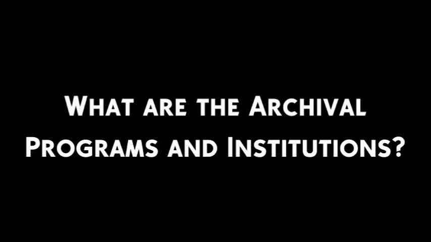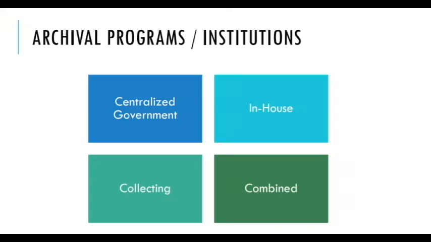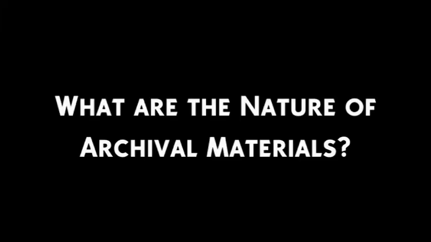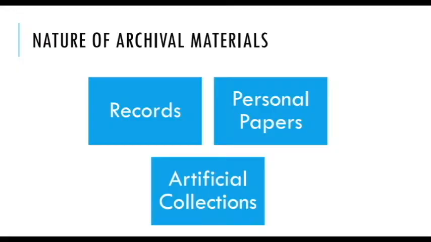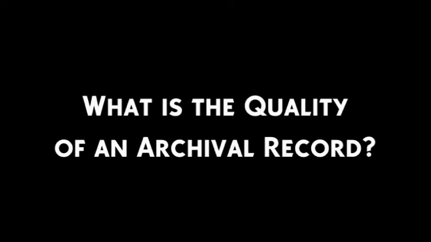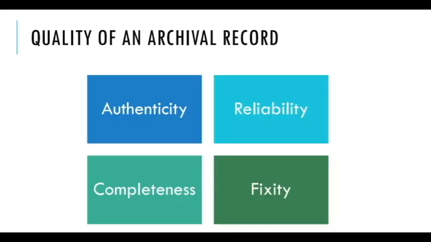So, what are the archival programs and institutions? Centralized government, in-house, collecting, and combined. What are the nature of archival materials? Records, personal papers, and artificial collections. Next, what is the quality of an archival record? There are four of them: authenticity, reliability, completeness, and fixity. So those are the qualities of an archival record.